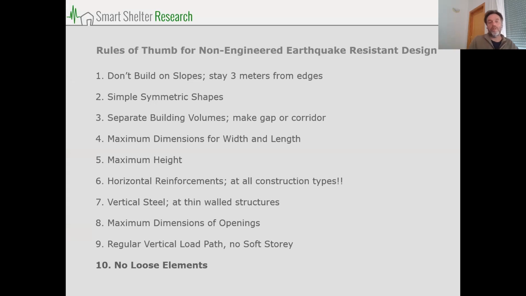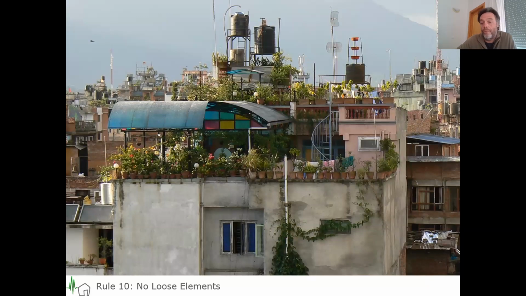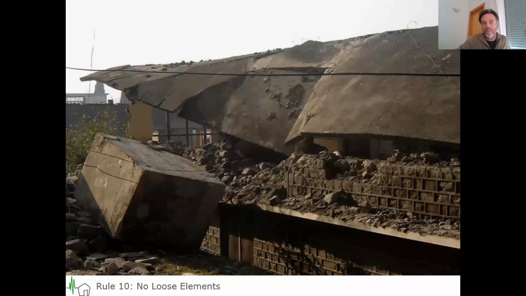The last rule is no loose elements. Now, this makes a lot of sense. This is a roof landscape, again, of Tamil in Kathmandu. What you see here is all these flower pots standing here, and all these water tanks. And what I understood is that it has been raining flower pots during the earthquake in 2015. Even though many of these buildings survived the earthquake quite fairly easily, a lot of people got hurt or probably even killed due to these things that fall off. So in a seismic zone, don't do these things.